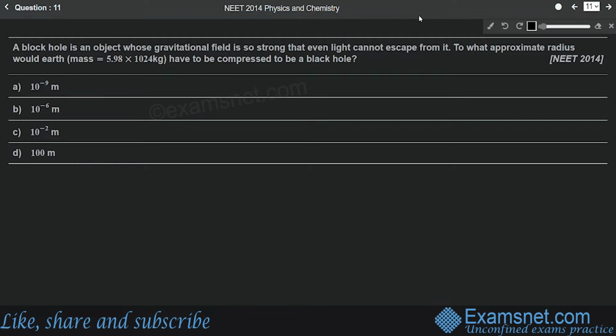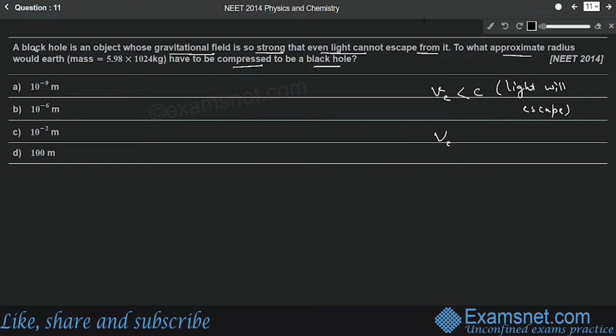Question number 11 is from the chapter Gravitation, and the question is, a black hole is an object whose gravitational field is so strong that even light cannot escape from it. To what approximate radius would Earth have to be compressed to be a black hole? Okay, so we know that if the escape velocity is less than the speed of light, in that case light will escape.